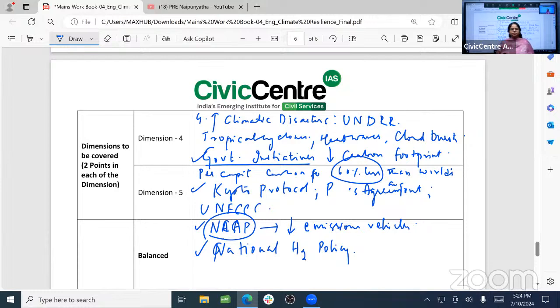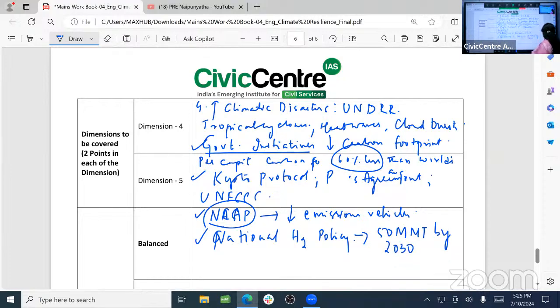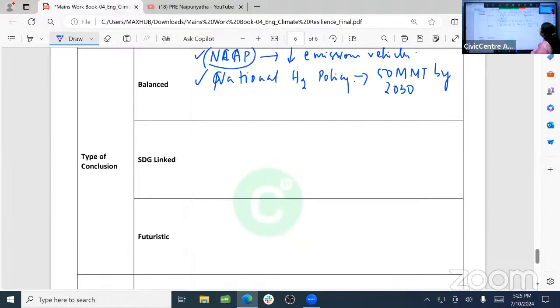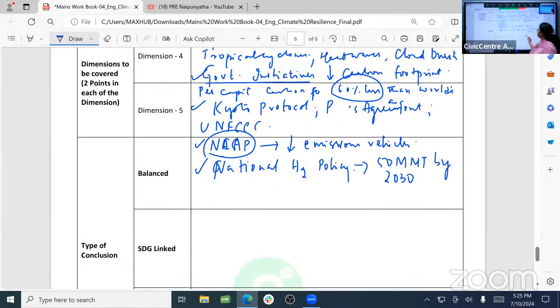In the National Hydrogen Policy, what is the target? Our target is to avoid carbon emissions of 50 million metric tons by 2030. And what kind of hydrogen are we trying to use to extract hydrogen to be used in the fuel cells? We are trying the green hydrogen. Now, what is green hydrogen?